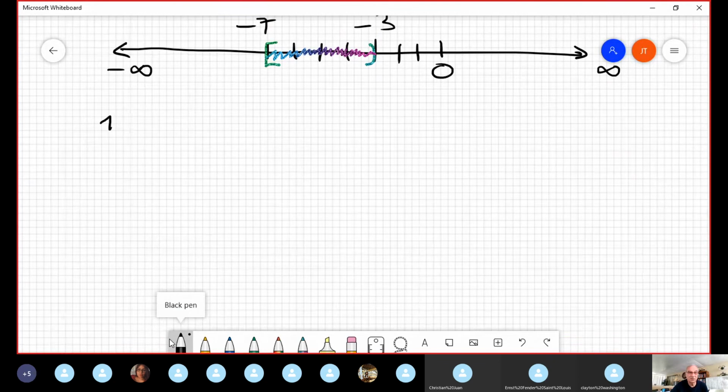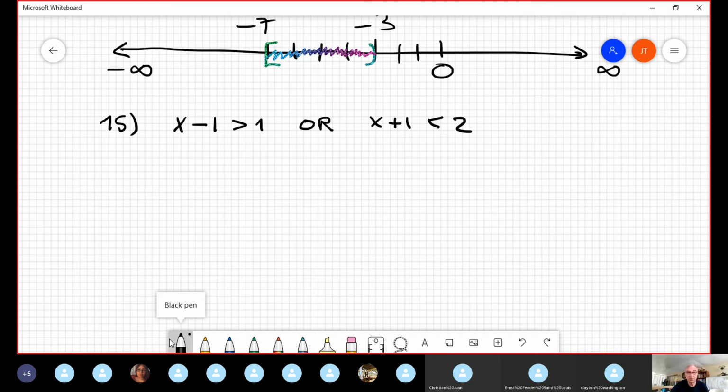15 is, again, a compound inequality. X minus 1 greater than 1, or, this is the only thing that changed. It's union. X plus 1 less than 2.